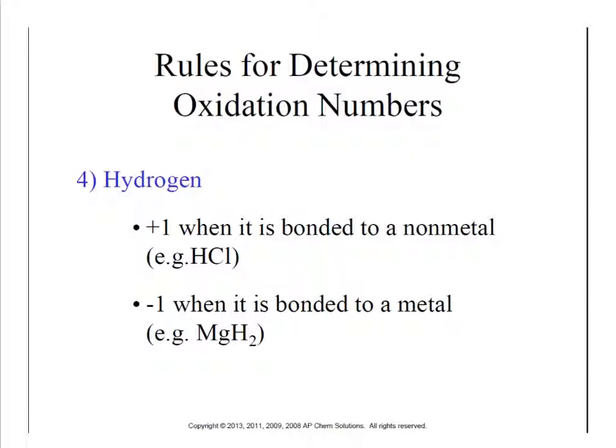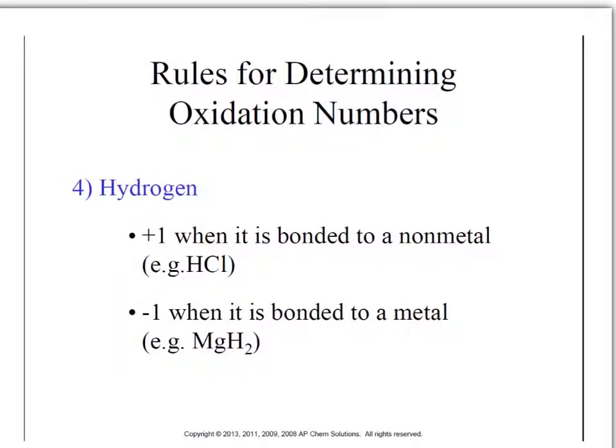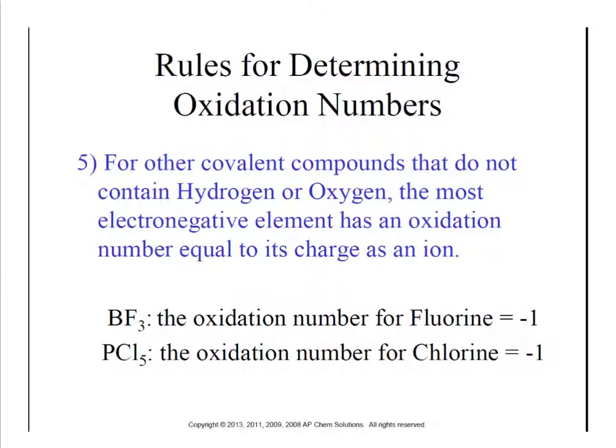When it's bonded to a metal, though, it would be -1. And you can recognize it as well. If it's up front, it's going to be +1. If it's the second one, then it's going to be -1. So the easiest ones are the ones that contain hydrogen and oxygen, because you just use your thinker and figure out what the other one is.